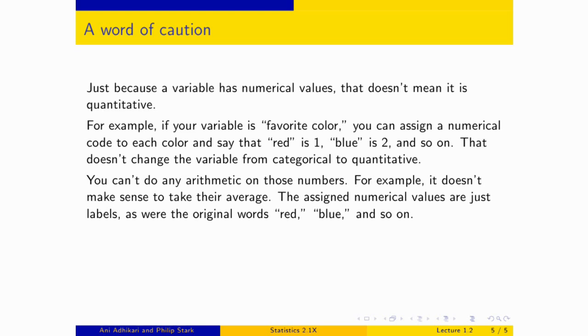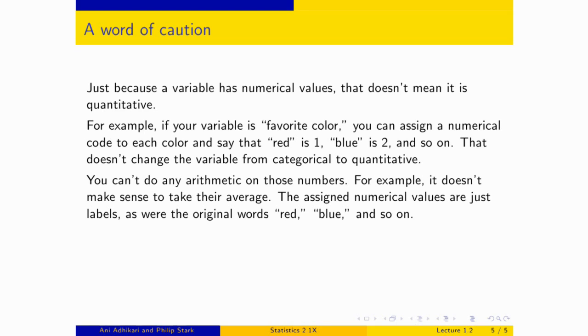For example, you've said blue is 2 and red is 1, and certainly 2 minus 1 is 1. But blue minus red equals red doesn't make any sense whatsoever. Taking the average of those 1s and 2s and so on does not make any sense. So the numbers that you have assigned are just labels. Just as the old words, the red, the blue, and so on, were labels. That's all they are.